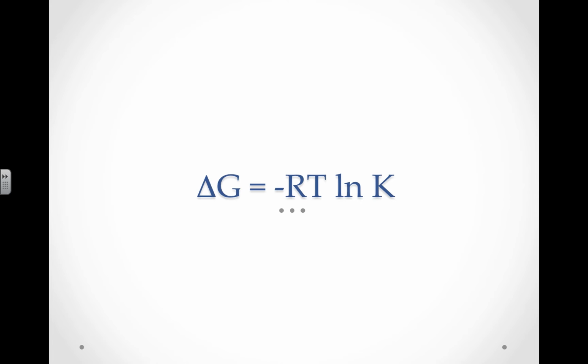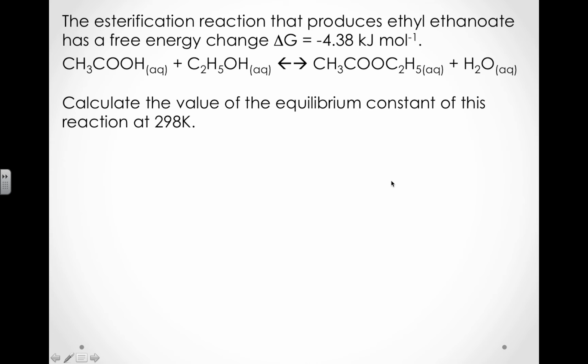And here's our equation. Delta G, Gibbs free energy, equals negative RT natural log K. R is the ideal gas constant, 8.31 joules per mole Kelvin. It's in part 2, the second page of your data booklet. This whole equation is on the first page. T is temperature in Kelvin, and ln K is the natural log of our equilibrium constant. So let's try an example.